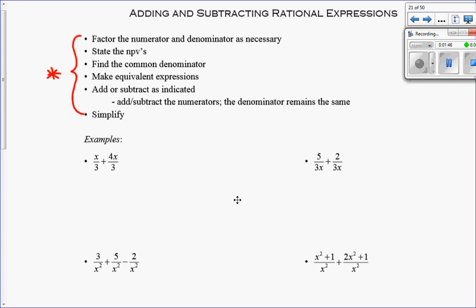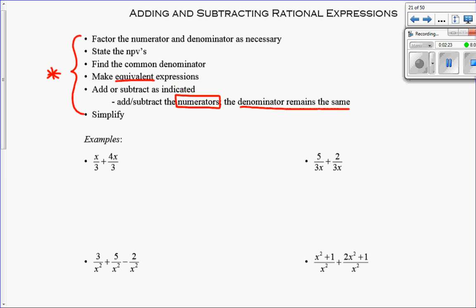Then we're going to find a common denominator if the two rational expressions that we're adding have different denominators. Then we're going to make equivalent expressions, using what we know about equivalent fractions to come up with an equivalent fraction. We're not changing the value of the fraction, just coming up with one that is equivalent. And then we're going to add or subtract as indicated. And what that means is we're going to add or subtract the numerators, but the denominator remains the same. Just like when you add fractions.